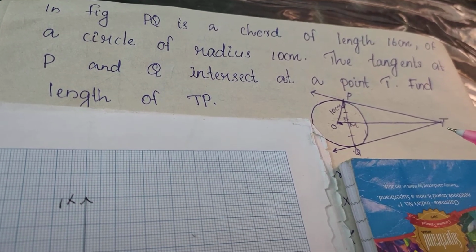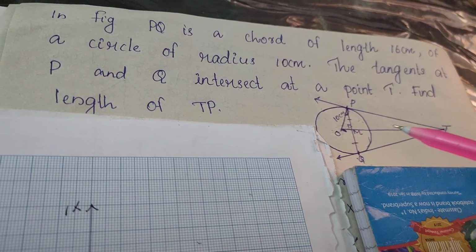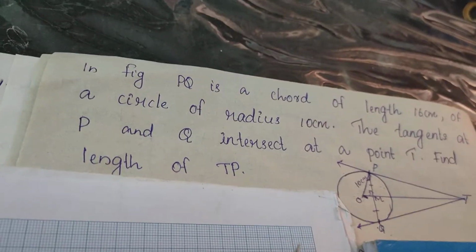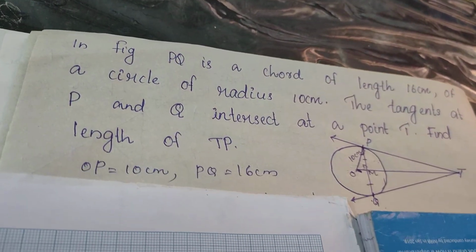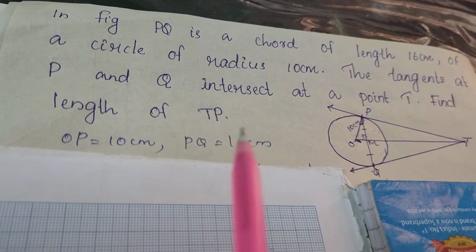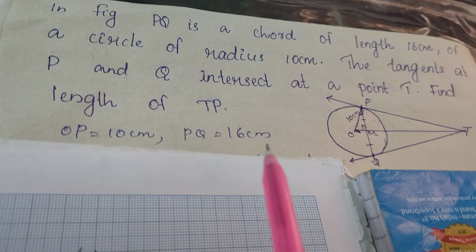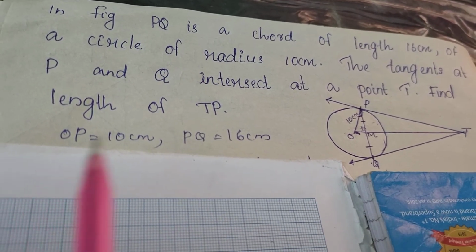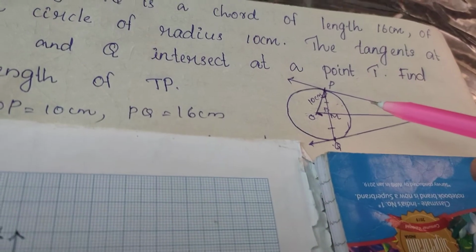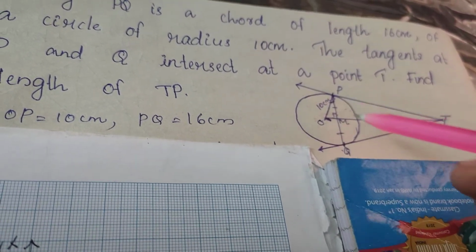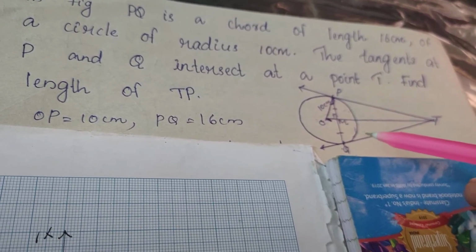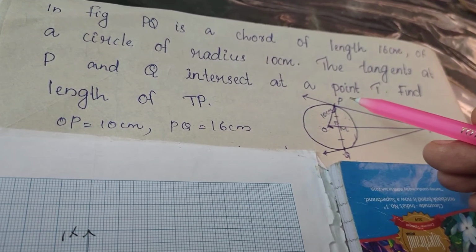We want to find the length of the tangent. Here two measures are given: one is the radius and the second is the chord length. So I write here, OP is the radius, so OP is 10 centimeter and PQ is 16 centimeter. Now consider the figure. PQ is a chord and OP is the radius.